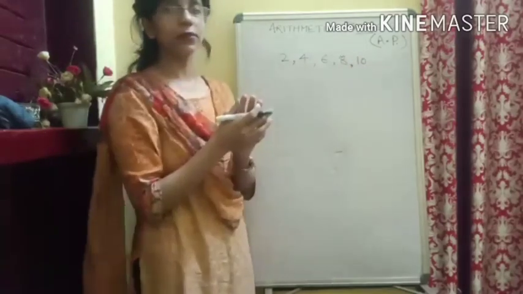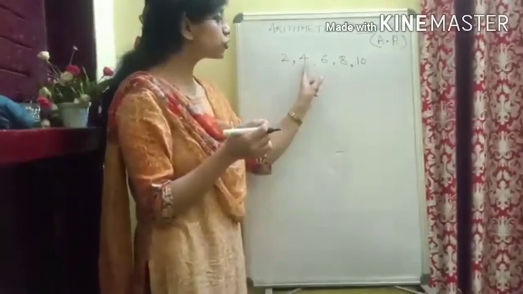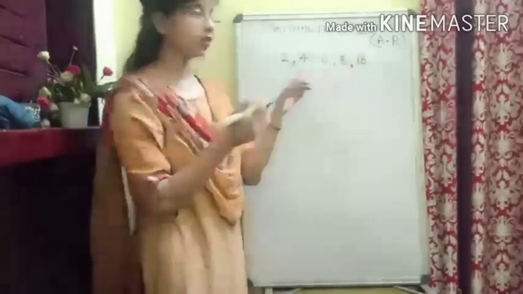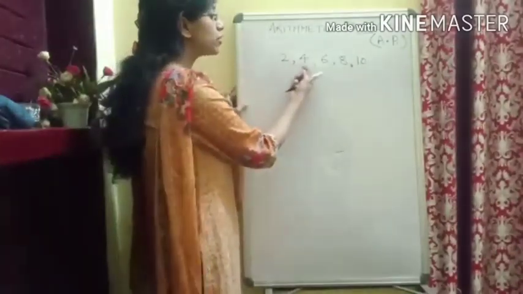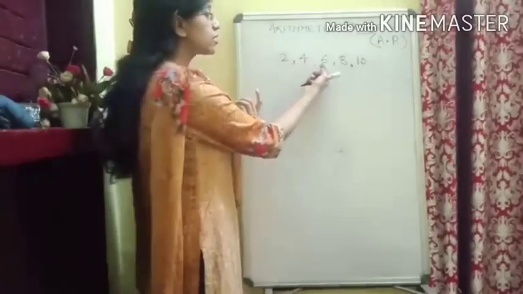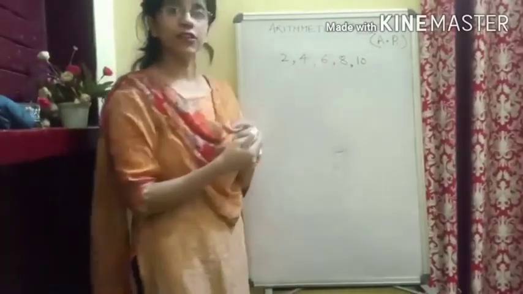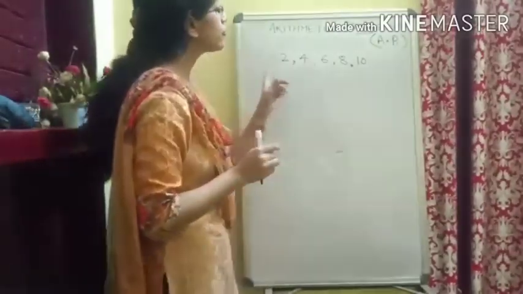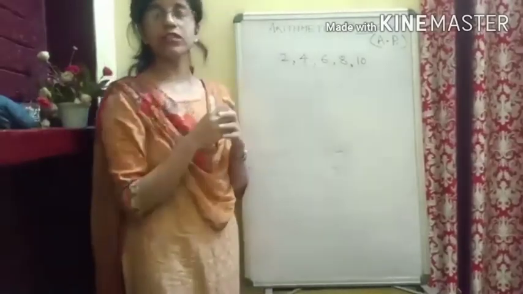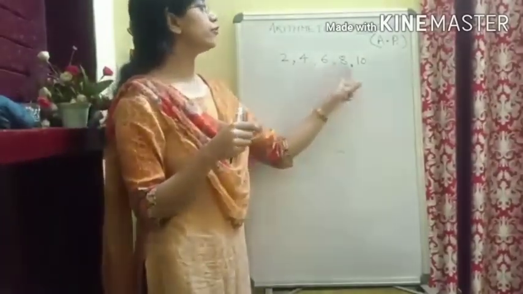This is very simple. Every time we are adding 2 to each number to get the next one. Or what is the difference between the two? 4 minus 2 is 2. 6 and 4, the difference is 2. Okay, next thing, if I ask you, can you count how many terms are there? 1, 2, 3, 4, 5.